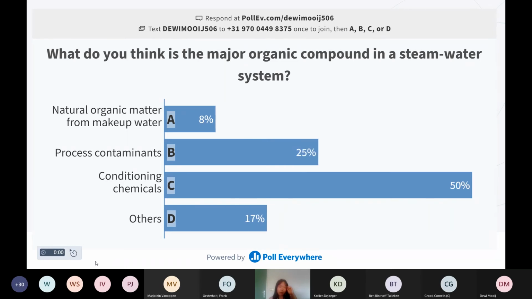In general, all these 4 groups exist in the plant. It's interesting to know, and I'm sure it's different from plant to plant. It depends on their process or their treatment. So I would say, for most people or for the plants that you are working in, the conditioning chemicals are the major one. So if we go to the next slide.